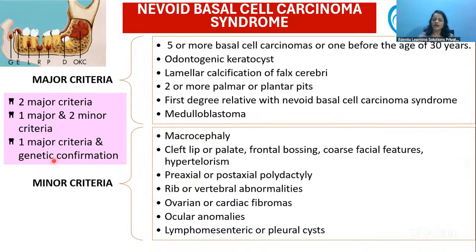Or if the patient satisfies only one major criterion, like BCC or OKC or calcification of the falx cerebri only, but along with that, genetic confirmation is also made, that is, the mutation in the PTCH gene is also confirmed, then we can confirm that this patient has Gorlin syndrome.